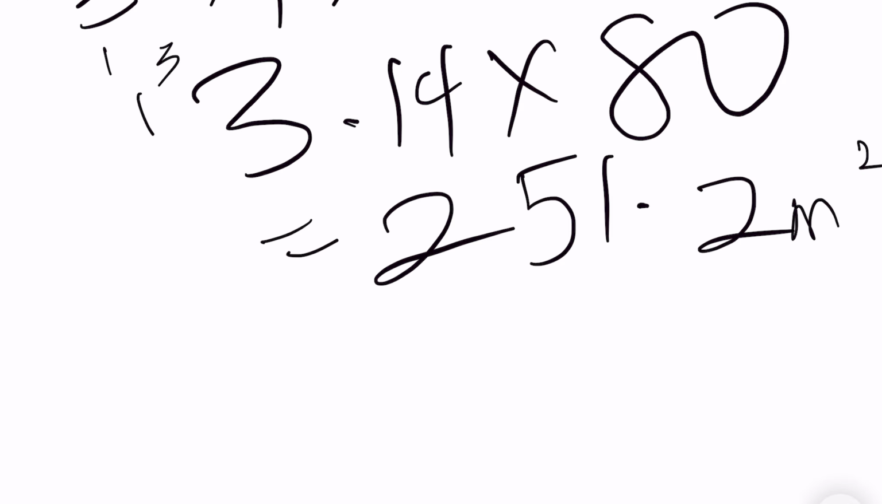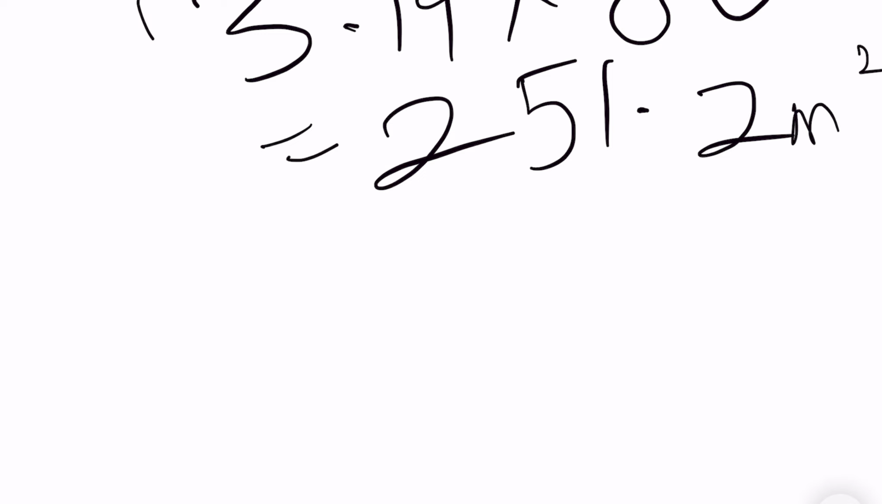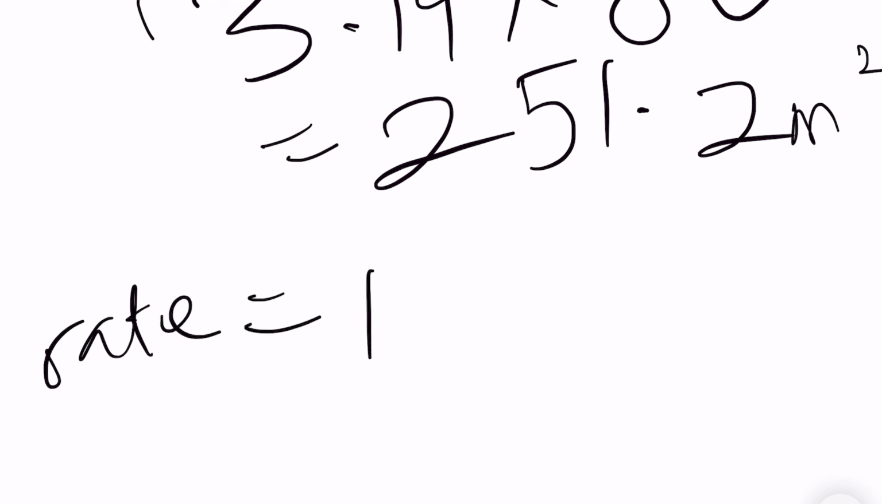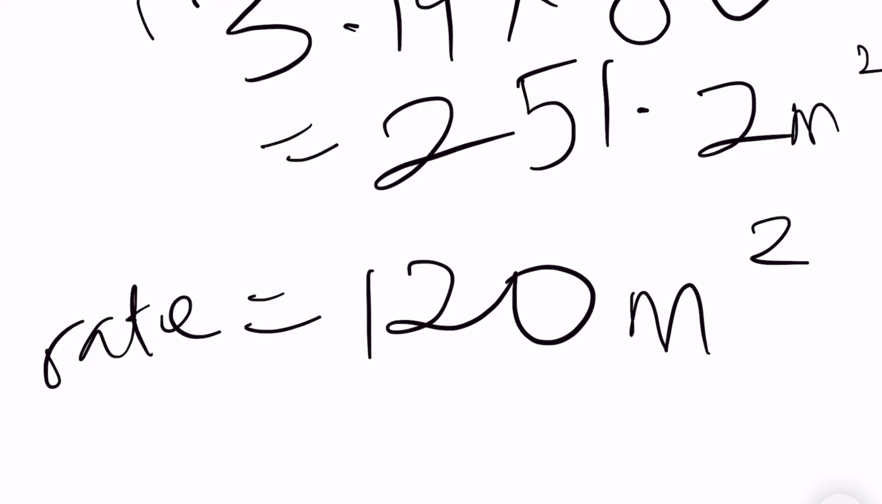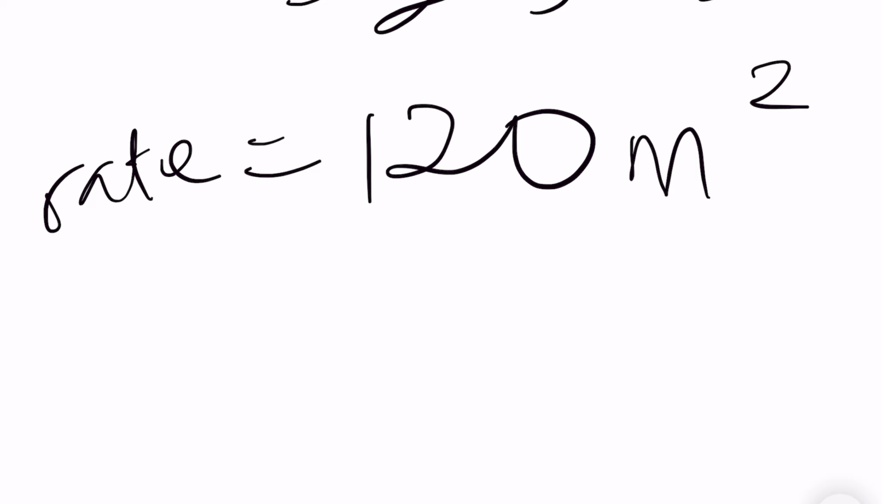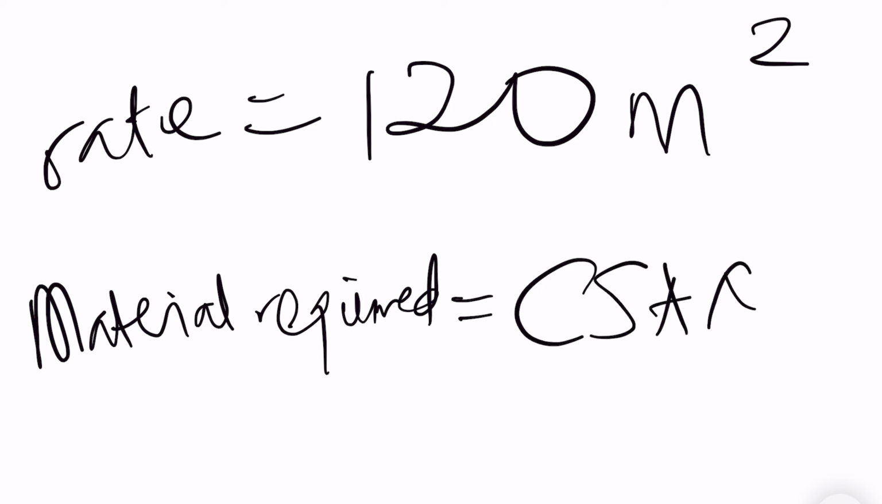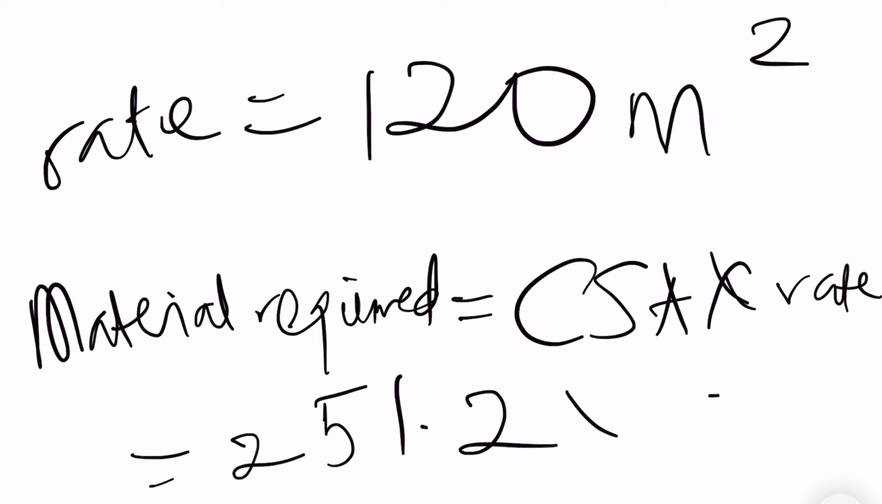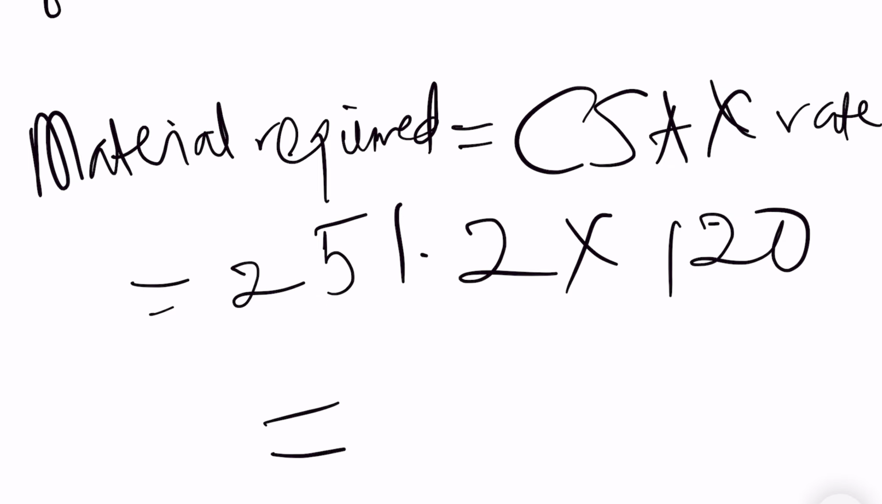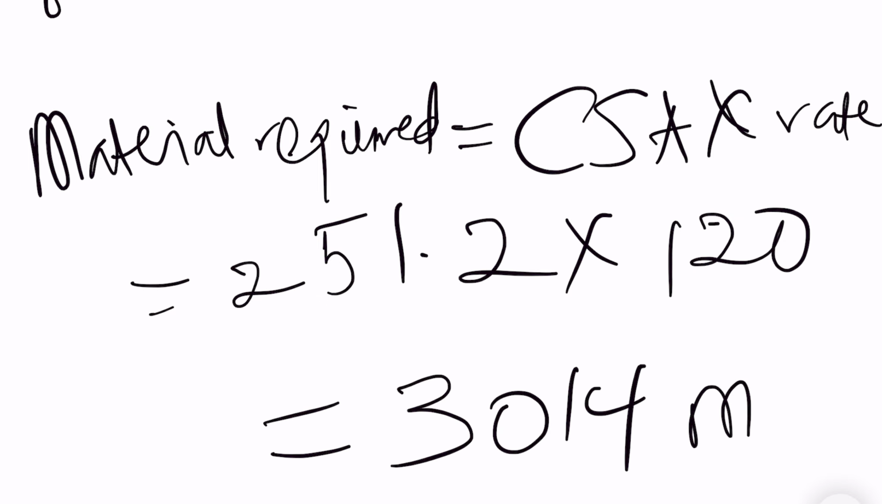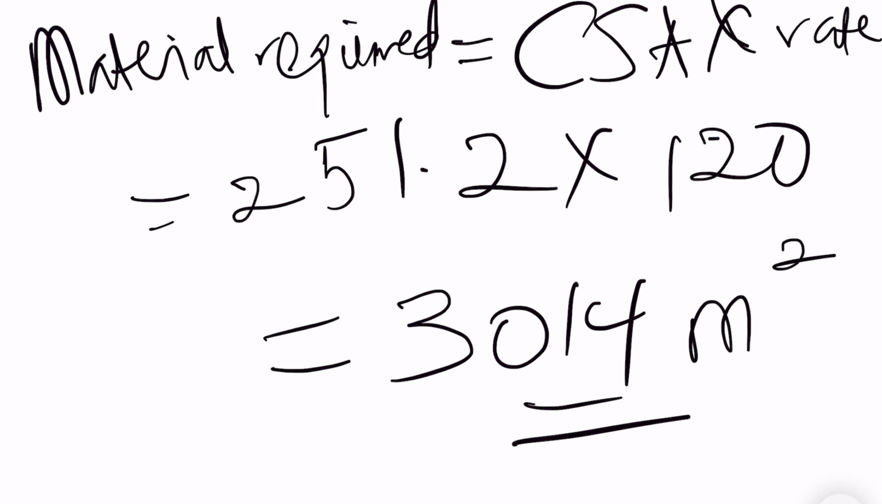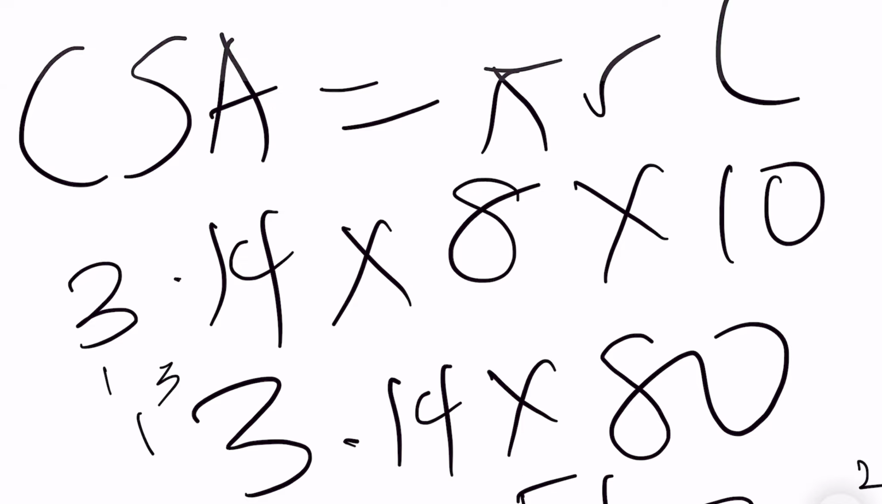Now, it says we should look for the cost of the material required at a particular rate. So we have a rate to be 120 per meter squared. Now, what do we do? The material required will be CSA times rate. So we have it to be 251.2 times 120, and we have it to be 30,144.